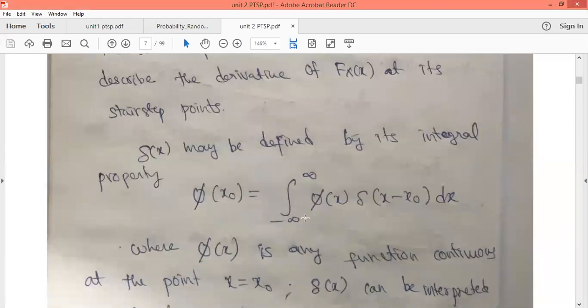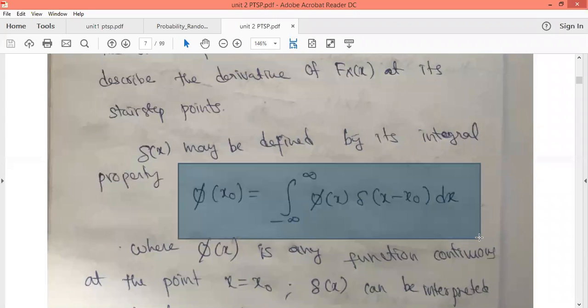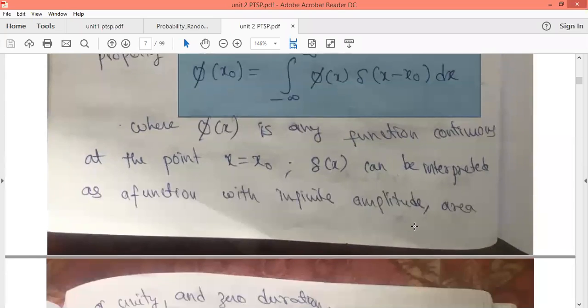Suppose phi(x) is any function which is continuous at x = 0. If you want to find the function value at x = x0, you have to integrate from minus infinity to infinity phi(x) delta(x - x0) dx. This will give us the function value at x = x0. This is one of the properties of the impulse function. Using this property, we can obtain the function value at x = x0 by this integration.